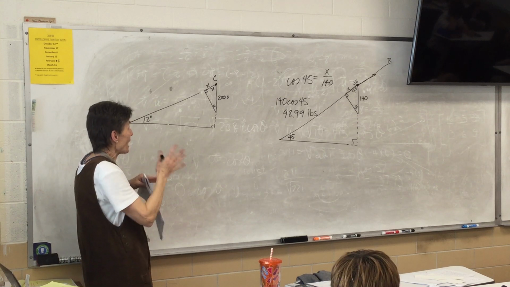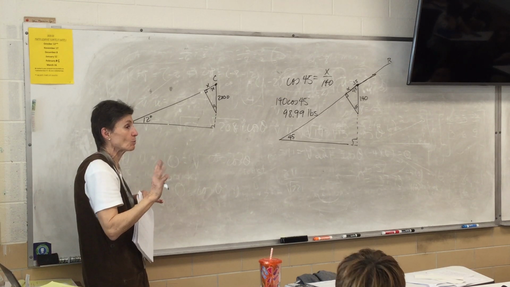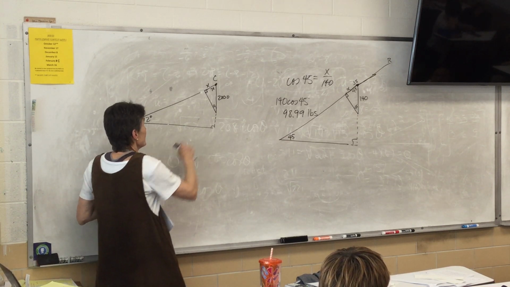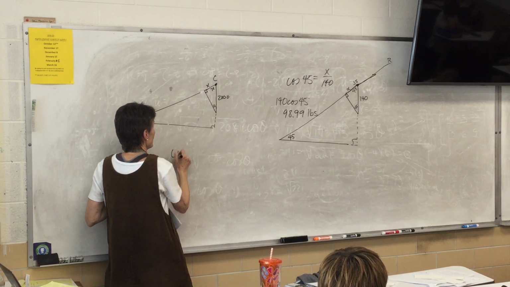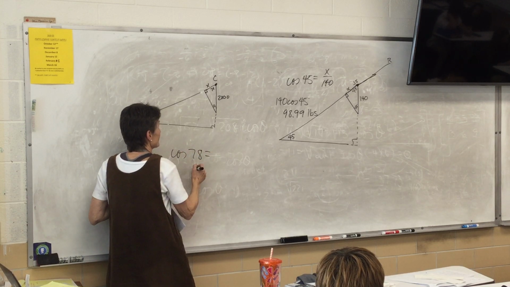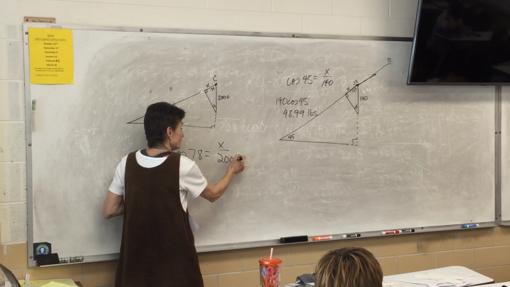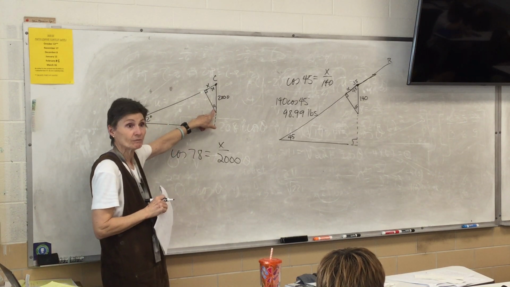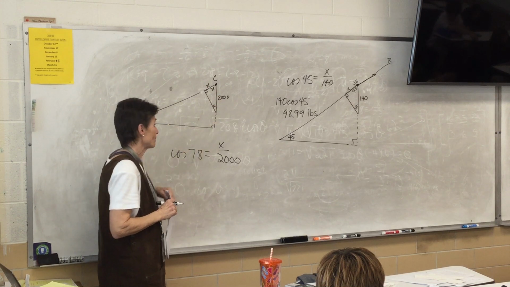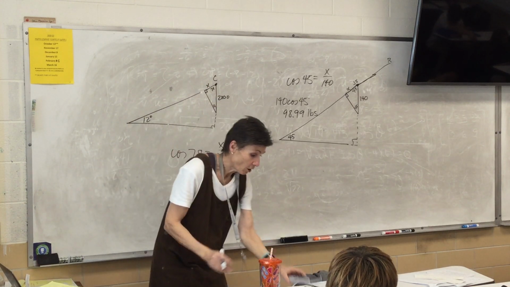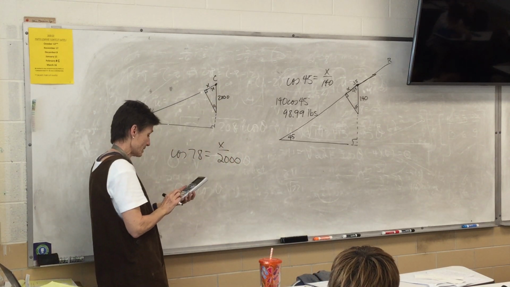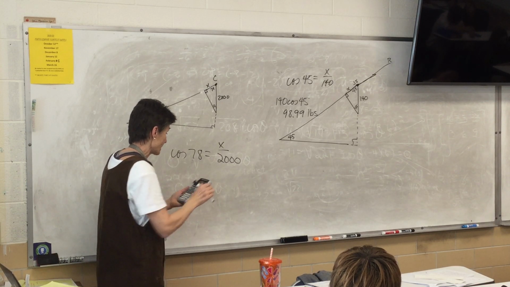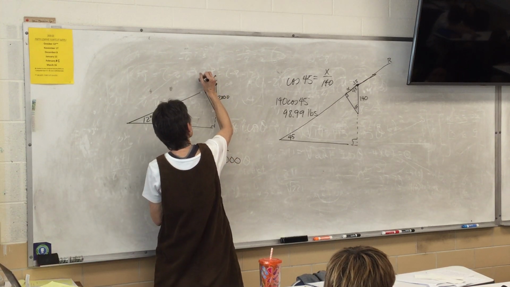Depending on which angle you want to use, it makes no difference whatsoever. We have cofunctions, so whatever angle you use doesn't matter. If I want to use cosine, I'll say cosine 78 equals x over 2,000. I could also do it with sine 12. So the force of the car pulling down the hill is going to be 2,000 cosine 78, 415.8 pounds.